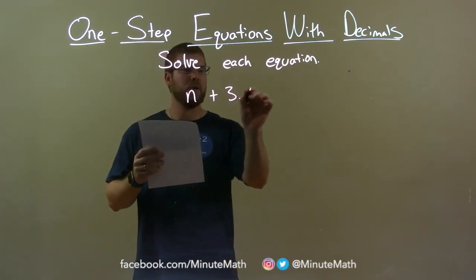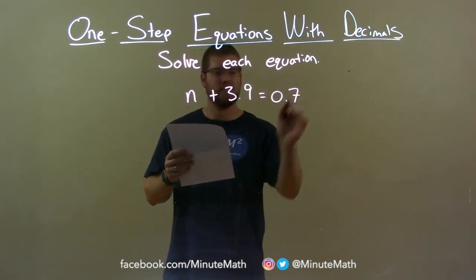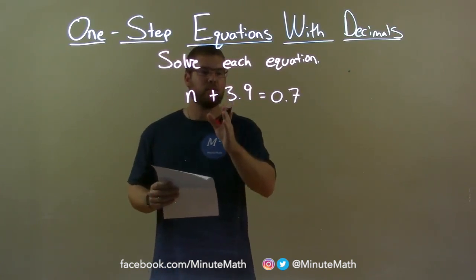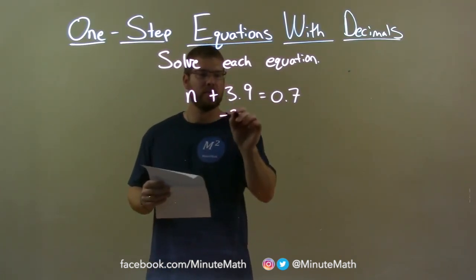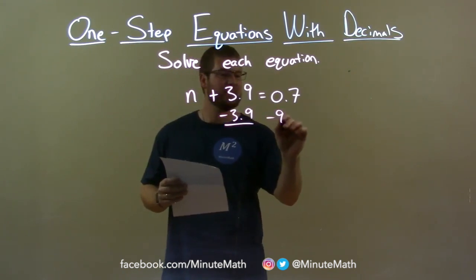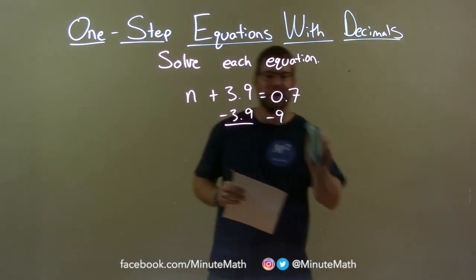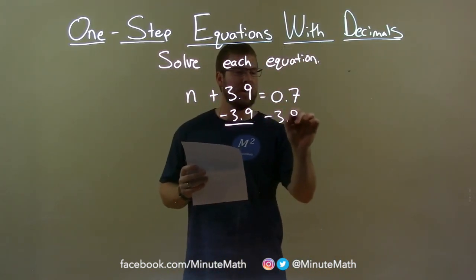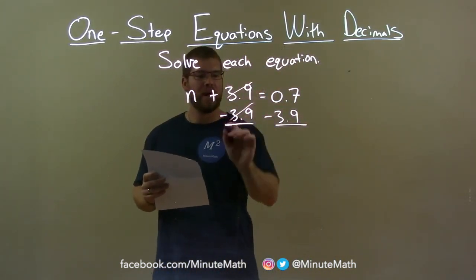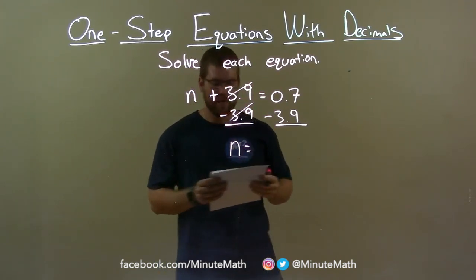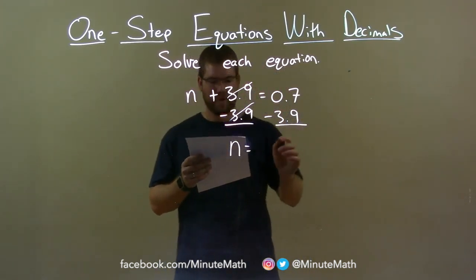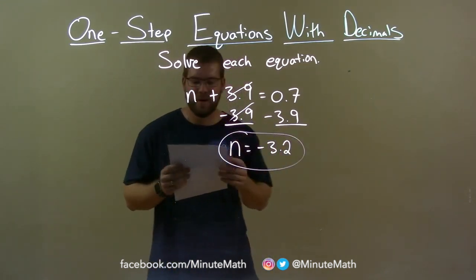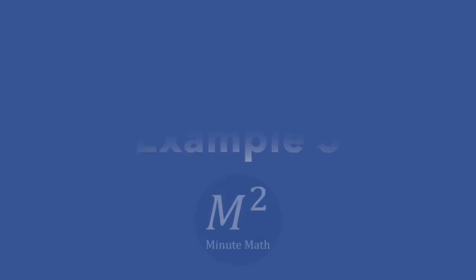n plus 3.9 equals 0.7. I want to get n by itself. So to do that, I need to subtract 3.9 from both sides. That's the opposite of that addition. The 3.9s will cancel, giving me n by itself. 0.7 minus 3.9 is negative 3.2. And so our final answer here is just negative 3.2.